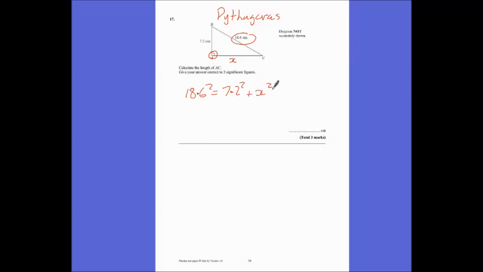So to work out x, we need to take the 7.2 squared off the 18.6 squared, and square root it. So you can put that into calculator all in one, which gives you 17.1499 going on. Alright, we want 3 significant figures, so that would be 17.1.